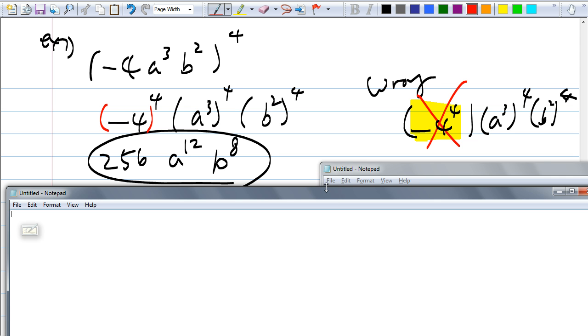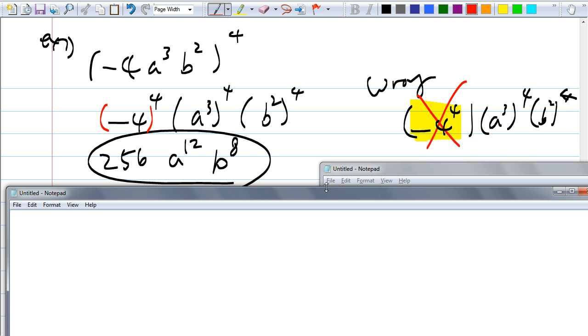Because 4 times 4 is 16. 4 times 4 is 16. What's 16 times 16? Multiply it out. It's 256. 4 to the fourth power means 4 times 4 times 4 times 4. It's not 4 times 4, is it? Any questions? That'll be good.